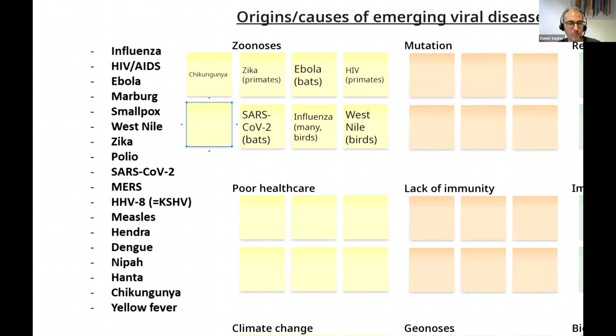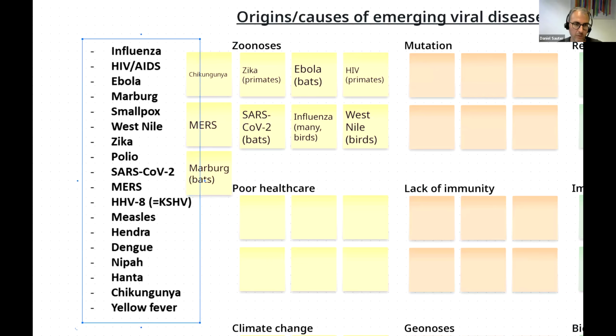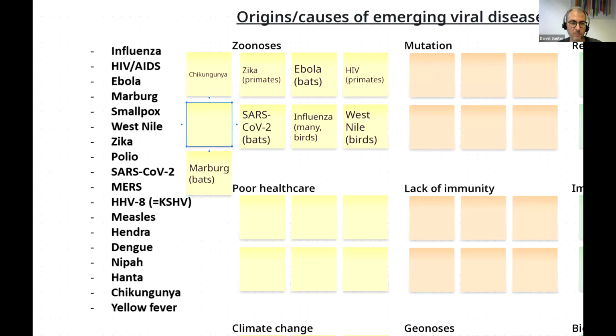Marburg virus. Marburg is good, yes. Marburg would be a filovirus closely related to Ebola. And Marburg also has its origin in bats. And MERS most likely is a coronavirus. It's short for Middle East Respiratory Syndrome virus. And it can be found in bats. And the carrier species are most likely camels.